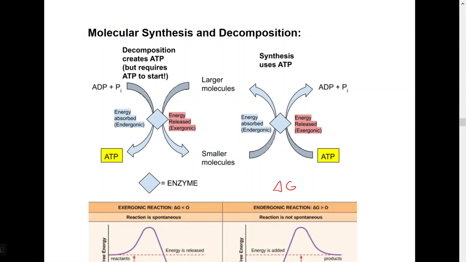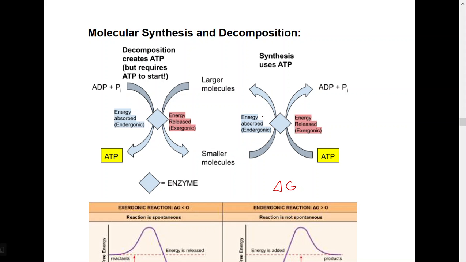Large molecules to smaller molecules, that's a catabolic reaction. It is exergonic, it releases energy. Again, you don't need to memorize this, but you should understand the general concept of energy coupling. You don't need to memorize this diagram, you just need to know the overall idea of it.